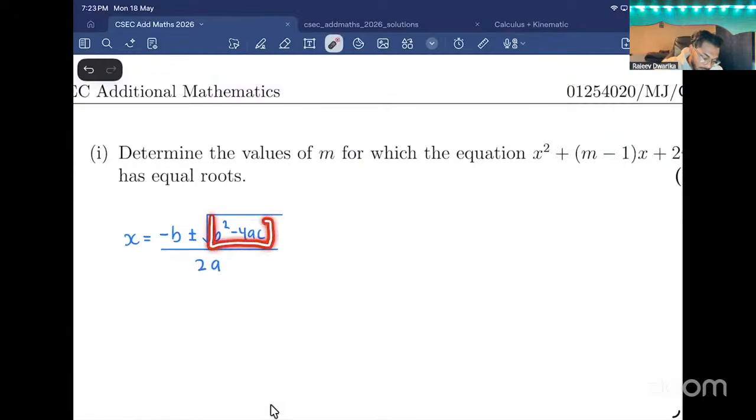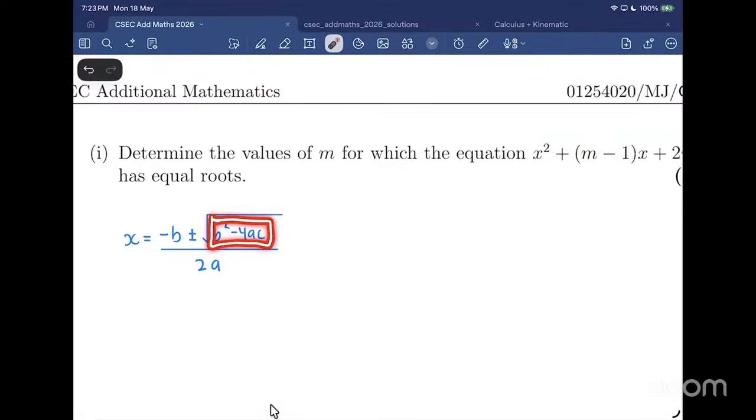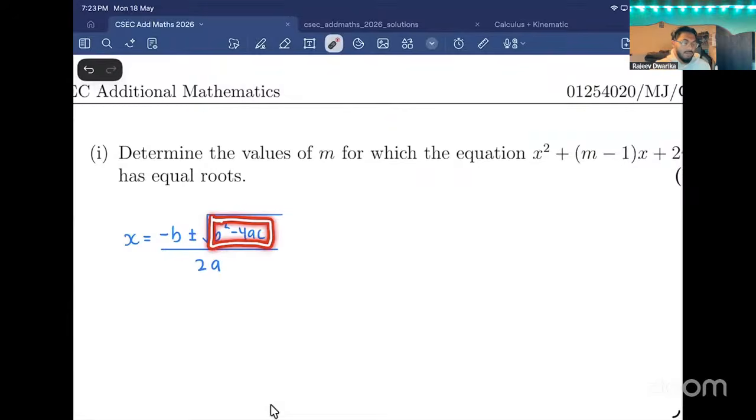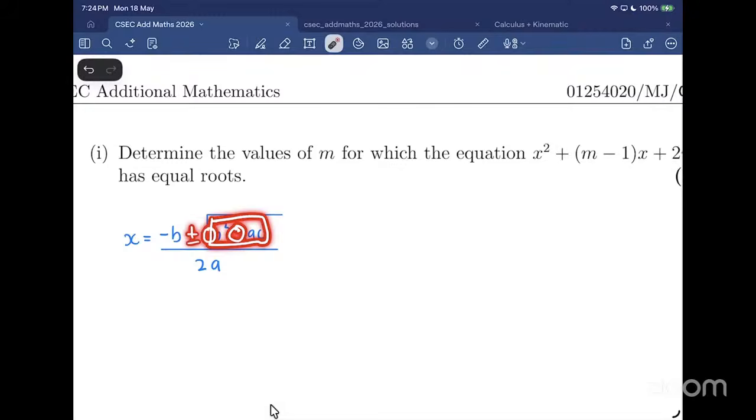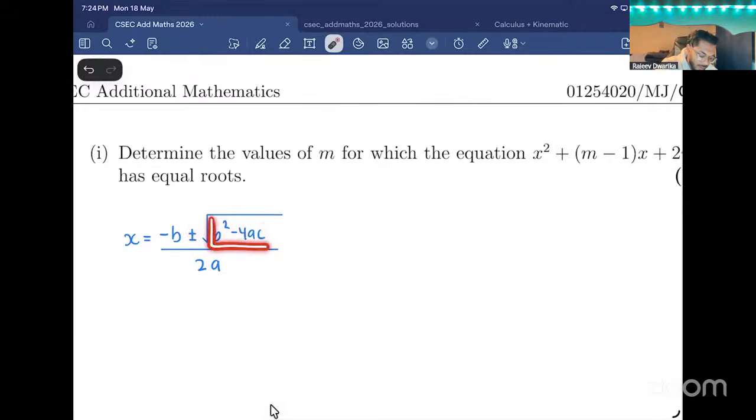If b squared minus 4ac is negative, would you have real roots? No, sir. No, you would not, because if you find the square root of a negative number, you're gonna have complex numbers, right? If b squared minus 4ac is 0, then what's the square root of 0? Square root of 0 is 0. And plus or minus 0 wouldn't change anything, right? And if b squared minus 4ac is more than 0, then you're gonna have two unique real solutions.